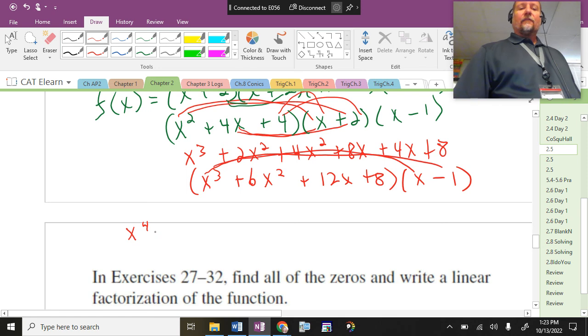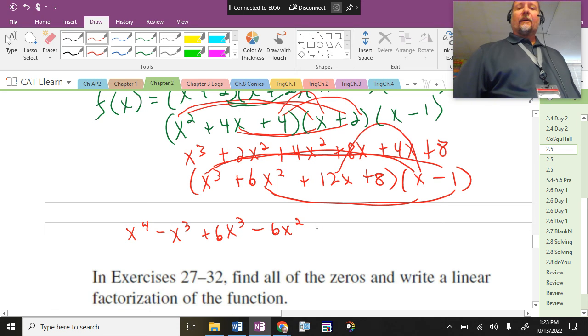There's negative x to the 3rd. This is going to be a mess with these lines. There's 6x to the 3rd. That'll be easy to add those together. There's negative 6x squared. 2 more to go. There's 12x squared.